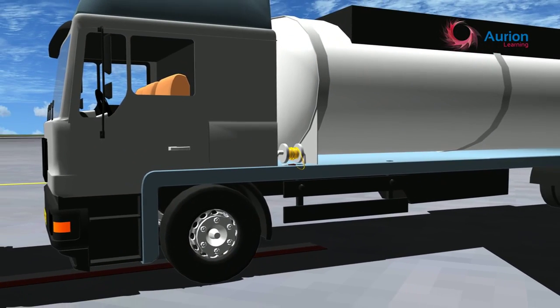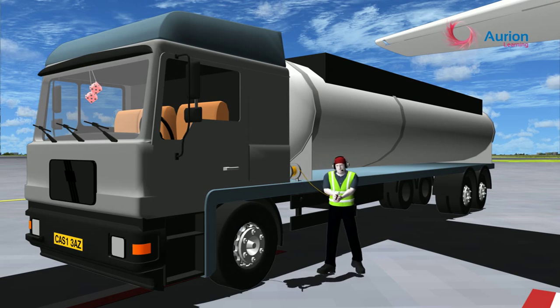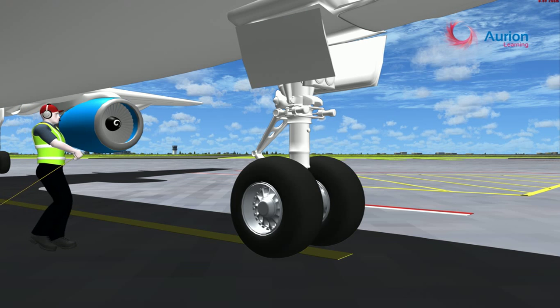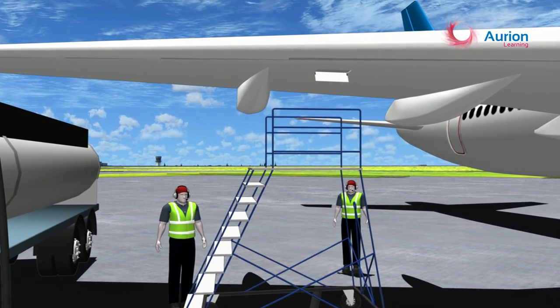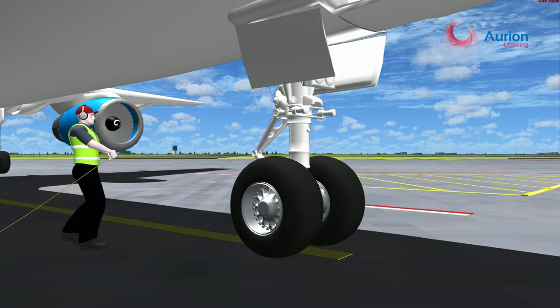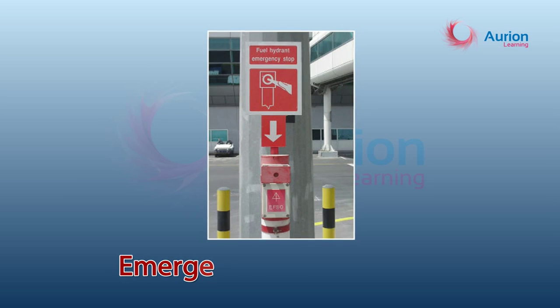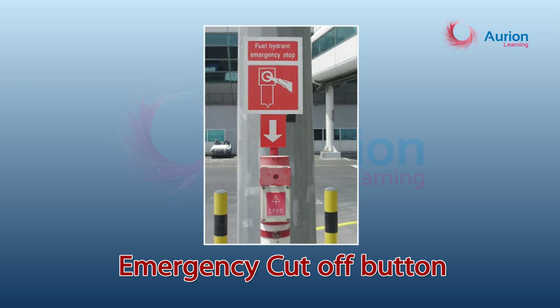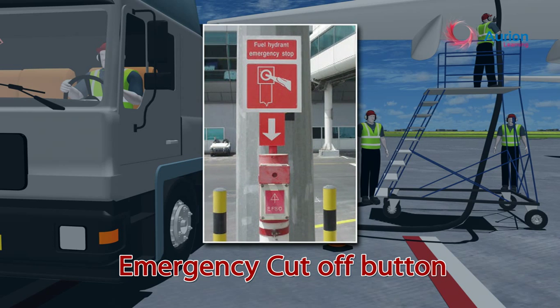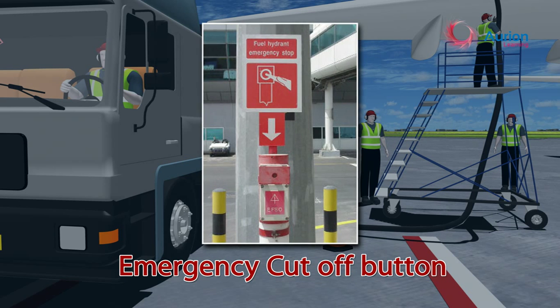The bonding wire is fixed from the fueling vehicle to the aircraft to ensure equal grounding of electricity. If the wire is detached, fueling must stop until it is reconnected. Get trained about the functions and use of the emergency cutoff button. Find out where the emergency cutoff button is located on the fueling vehicle and/or at the head of stand and when this should be switched off.